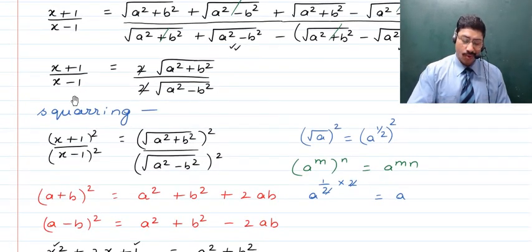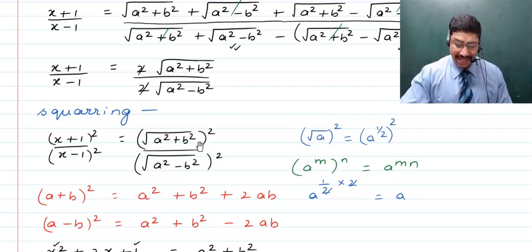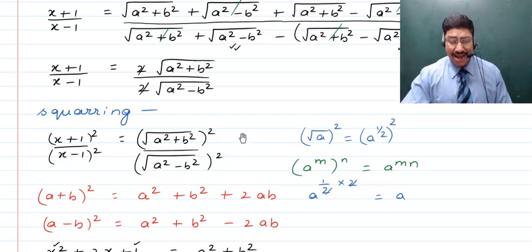Now children, if we square both the sides, we will now have here this root removed. On the left hand side we will get x plus 1 whole square divided by x minus 1 whole square, and on the other side we'll have these root terms squared. Now whenever something has a root and you square it, then obviously the square root vanishes.